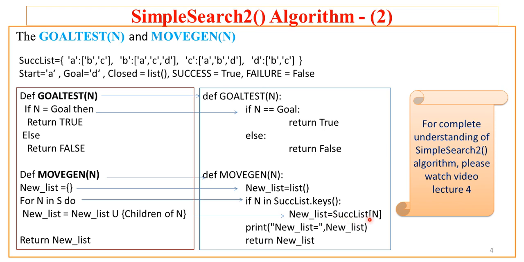To this dictionary, if I say n, that means if my n happens to be A, then it will return the values of that particular key, and that is stored in new list. Here I print the new list so as to check what is stored in it, and that new list is returned, which is nothing but the output of the MoveGen function, which is given to the actual simple search algorithm to perform the further operations.